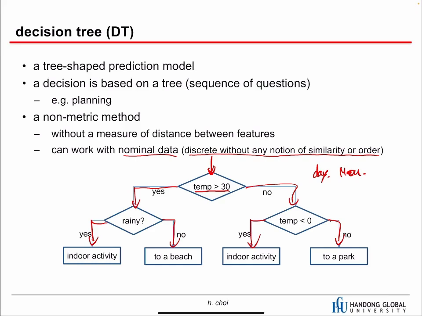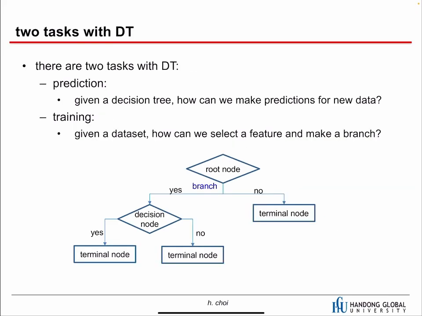So far, we talked about the distance measures a lot. So whenever we use machine learning algorithms, most of the time we needed to define the dissimilarities. But decision tree is exceptional. We don't need that. And with decision tree, we can do prediction and training. Okay, so first one, prediction is quite simple. Okay, so given a decision tree, how can we make predictions for new data?